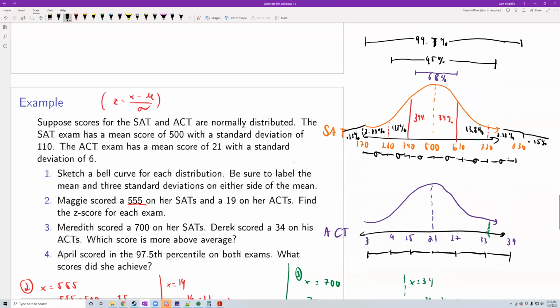Notably, these 2 parts right here represent 2.5%. So if April scored 97.5%, that would be everything up to and before this point, 97.5%. So what this is really saying is April scored 2 standard deviations above average. That's 720 for the SATs, and the same rule applies for the ACTs, 33.